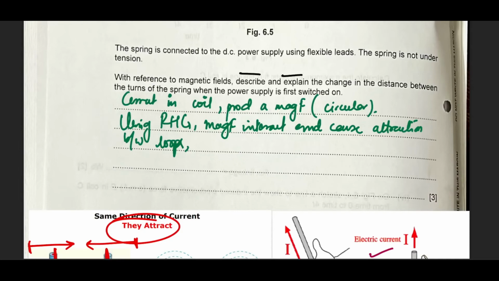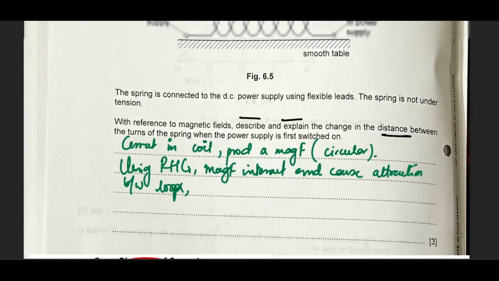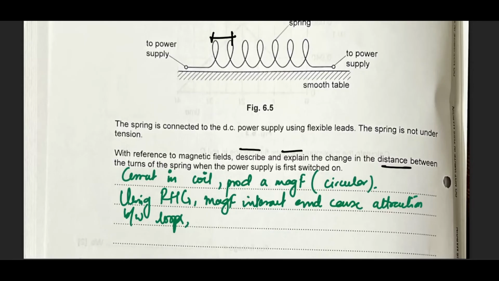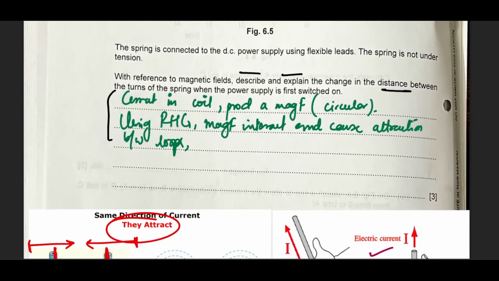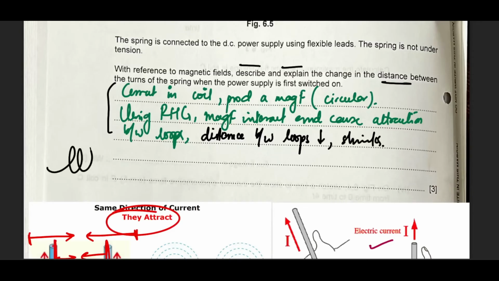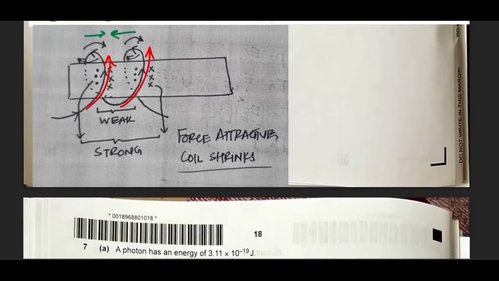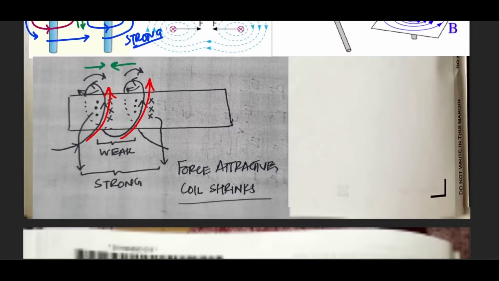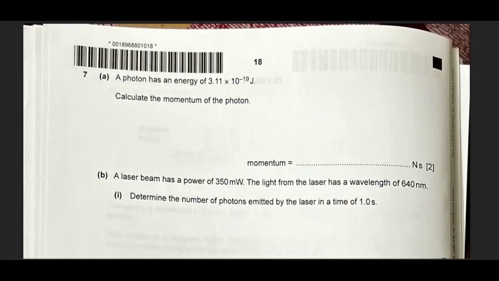Now, since the question was: describe and explain the change in distance between the turns. The distance between the turns. So we explained for 2 marks why this is happening, and now we explain what we observe. So the distance between loops decreases, or you can say that it shrinks, or the loops start coming close to each other like this, as opposed to the one given in the question. So I hope that we understand that this is a refresher course for at least one topic of O levels as well. Okay, question number 7.